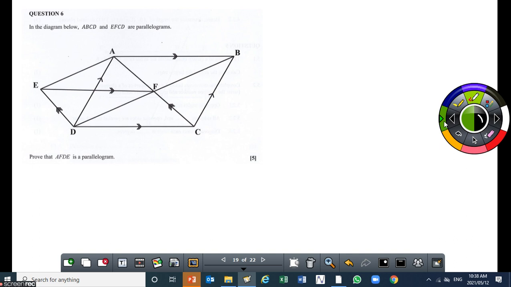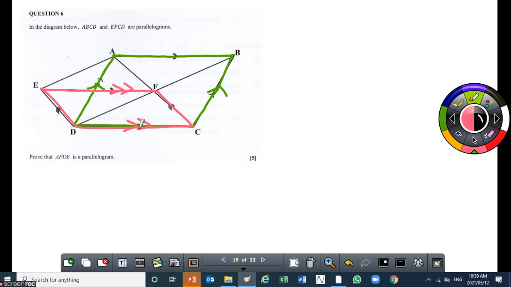Here, I'm going to label again the two parallelograms that we are given. So we have A, B, C, D. Remember that line AD is parallel to BC. And then we also have EFCD, and these two are parallel. That is, EF is parallel to CD. Now, the one that we are supposed to prove is a parallelogram is AFGE.